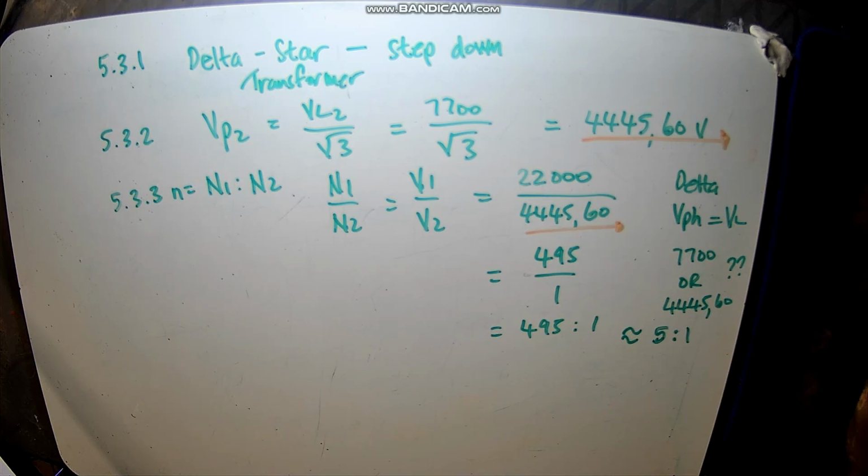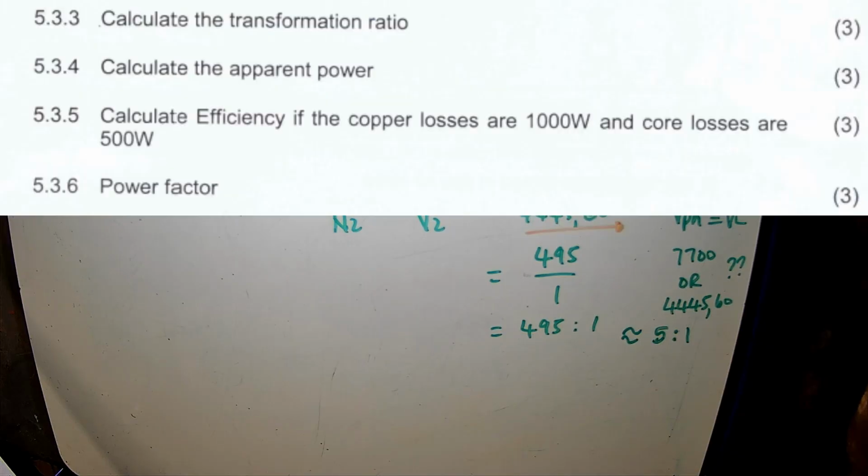Right, 534 says calculate the apparent power. So remember that the formula for apparent power will be S is equal to root 3 VL IL.